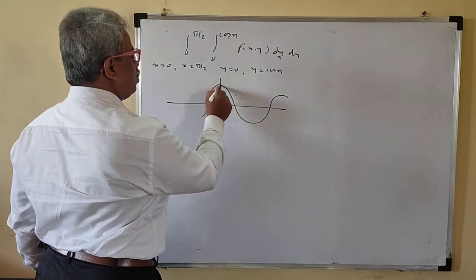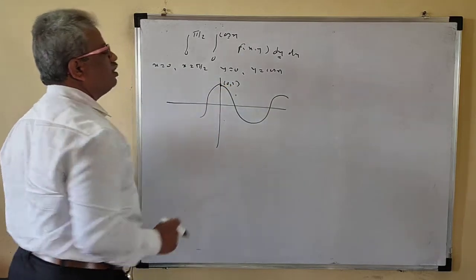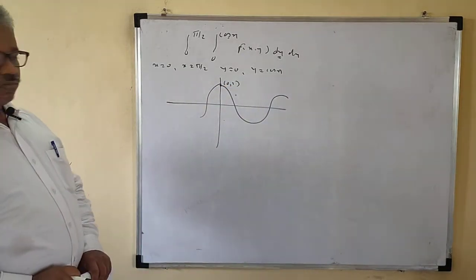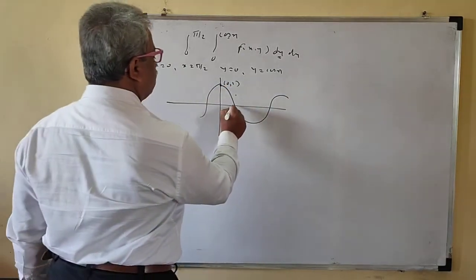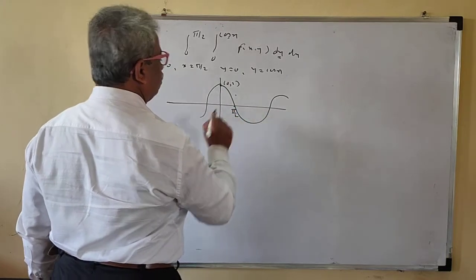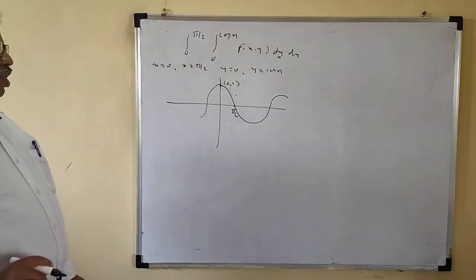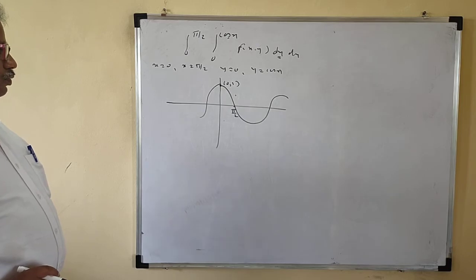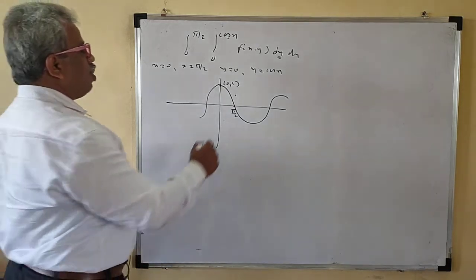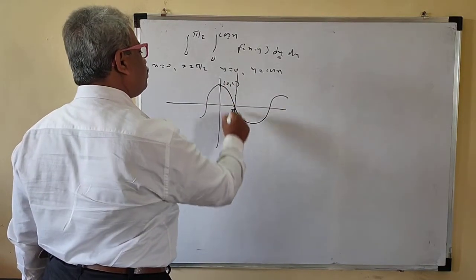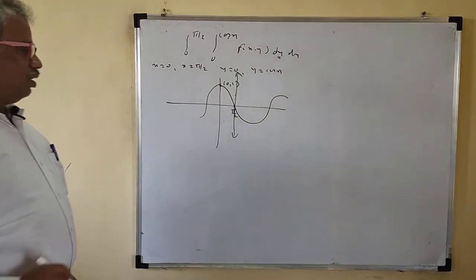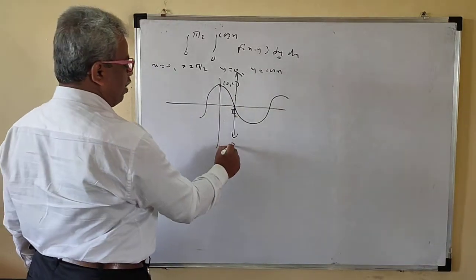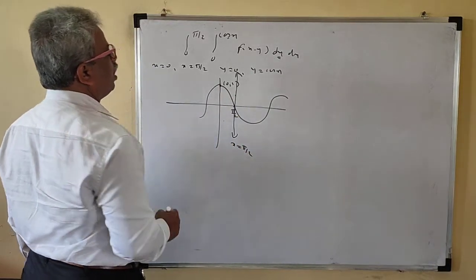So this point is 0, 1. Here this is pi by 2, because cos pi by 2 is 0. So x is equal to pi by 2, this line is x is equal to pi by 2.